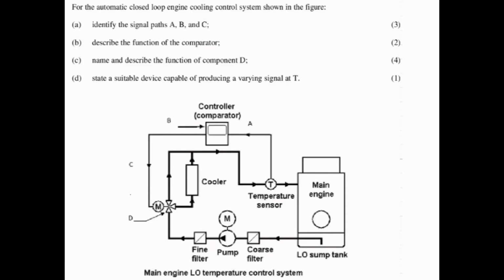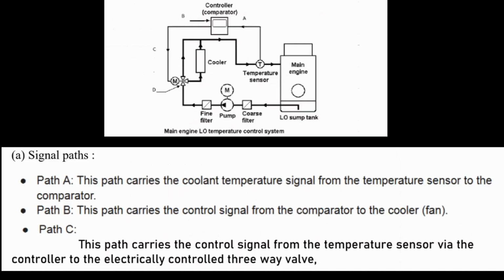For the automatic closed-loop engine cooling control system shown in the figure: A. Identify the signal paths A, B, and C. B. Describe the function of the comparator. C. Name and describe the function of component D. And D. State a suitable device capable of producing a varying signal at T.